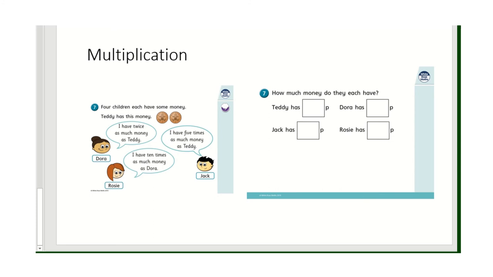Now this one, look, 4 children each have some money. Teddy has, now then, 2 2p coins. So how much does Teddy have? We know 2 and 2, don't we? Now Dora has twice as much, so she's got double that, hasn't she? Jack has 5 times, so 5 times what? And Rosie has 10 times, so 10 times what? See if you can work that out.